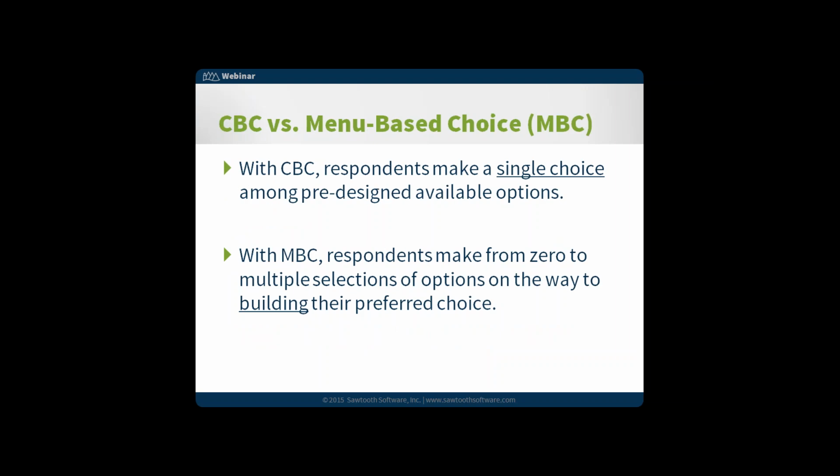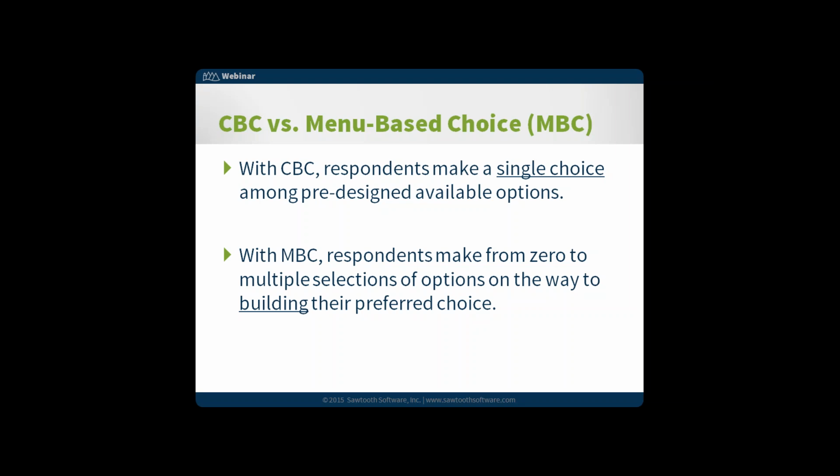So in review, the CBC, which of course is used in the majority of conjoint studies today in the world, respondents make a single choice among a set of pre-designed available options. 3 or 4 or 5 options might appear on the screen, and you ask the respondent which of these would you prefer, or would you pick none of these.